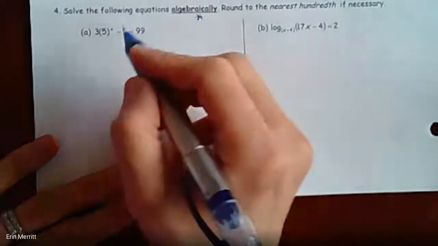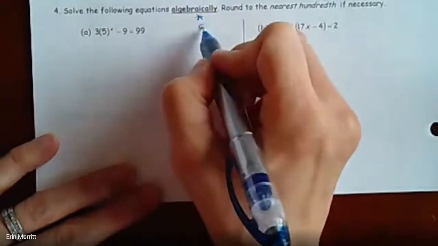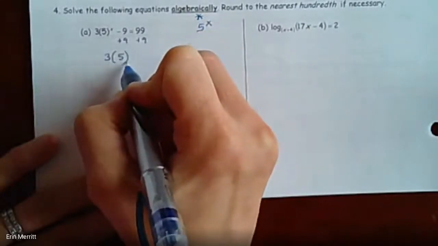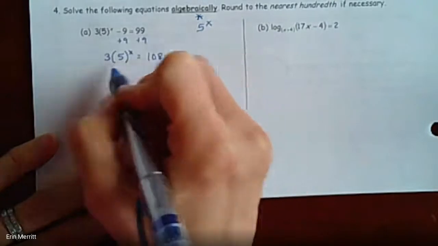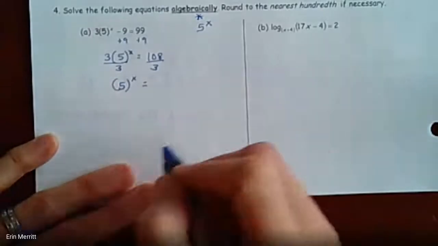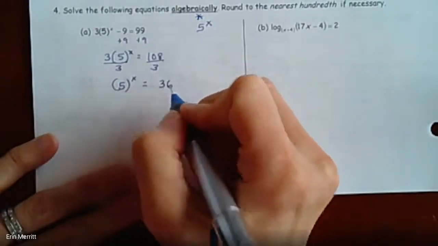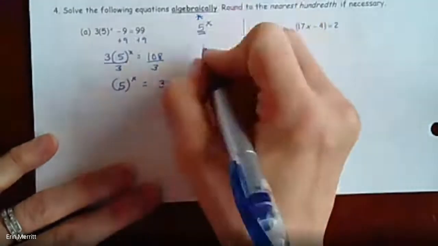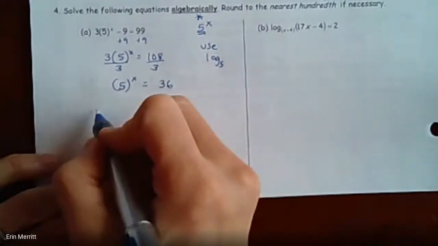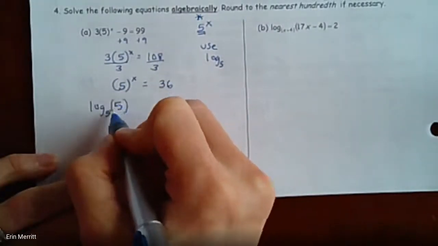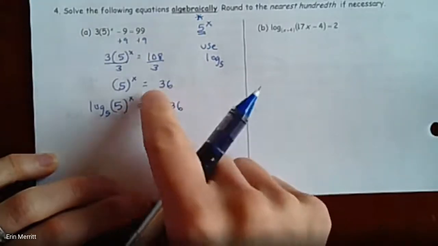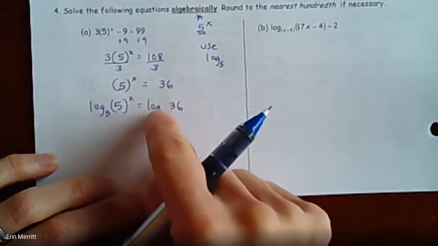So for the first one, before I can bring logs into it, I need to get the 5 to the x all by itself. So add the 9 on over. So that would be 108, and then divide the 3 out. So when you do 108 over 3, that'll give you 36. All right, the base is 5, so that means we're going to use log base 5 on both sides. So when I squeeze in here, log base 5 of 5 to the x, log base 5 of 36. If you could fit it here, go ahead. I just didn't want to have to smush it in.